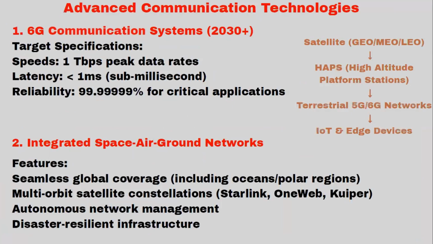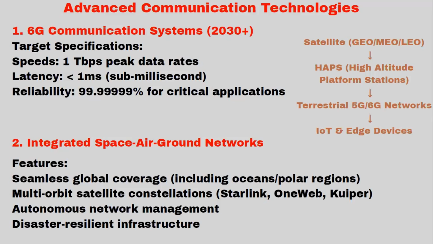Okay, please. So advanced communication technologies, we'll discuss a little more. That is the 6G communication system. Probably it will come in 2030, they're telling, but let's hope it comes a little early. We are into 5G now. So target specifications are speed up to 1 terabit peak data rate. Latency will be less than 1 microsecond, and reliability will be 99.999%, that is almost 100%. Second is integrated space-air-ground network.